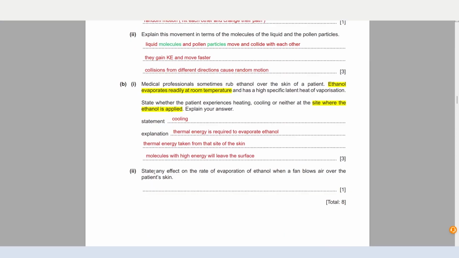Part 2 says, state any effect on the rate of evaporation of ethanol when a fan blows air over the patient's skin. When the fan blows air over the skin, the molecules gain kinetic energy, and the molecules with more kinetic energy will leave the surface. As the fan is providing kinetic energy to them, the rate of evaporation increases. So we can write down here increases.